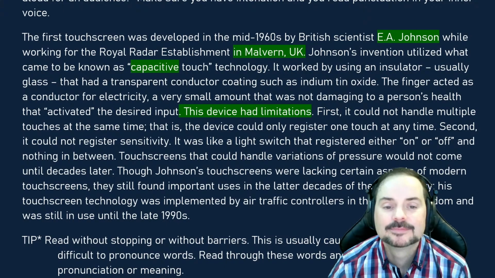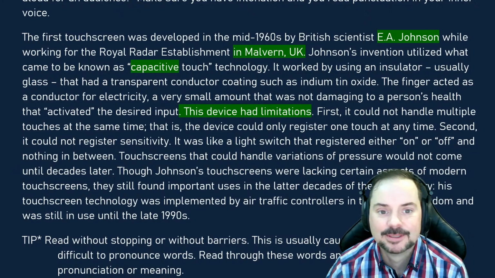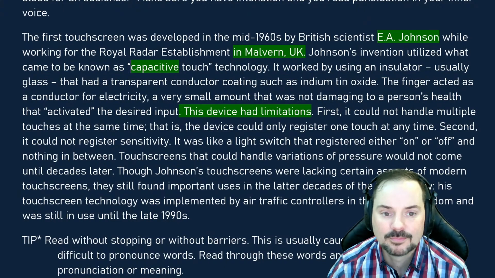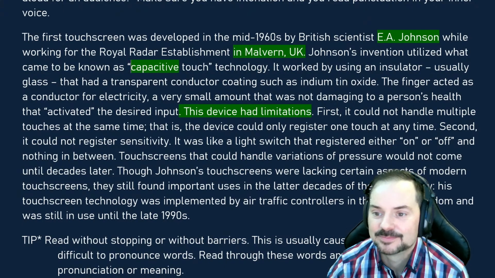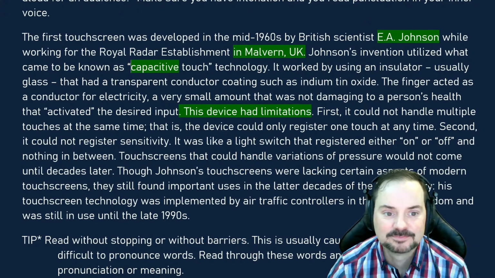The first touchscreen was developed in the mid-1960s by British scientist E.A. Johnson while working for the Royal Radar Establishment in Malvern, UK. Very good. Next sentence. Johnson's invention utilized what came to be known as capacitive touch technology.